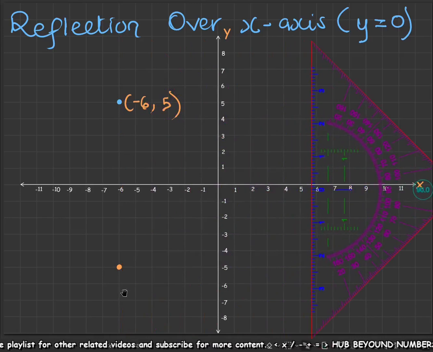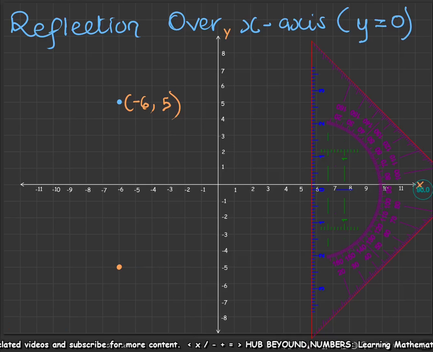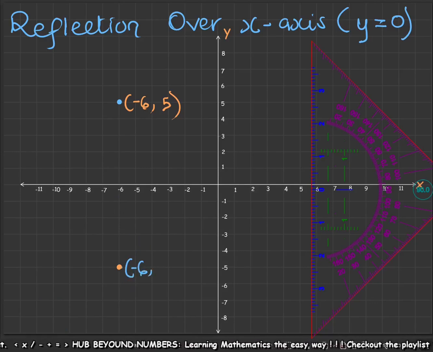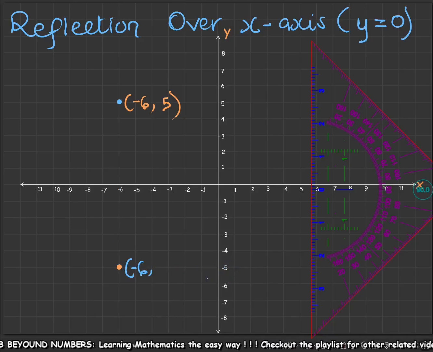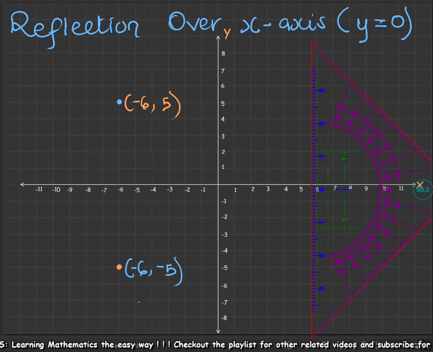As simple as that. You see, and what is going to be its coordinate? So it is on the point x equals -6 as well, but this time around it's on y equals -5. I hope you do see the -5. So -5.